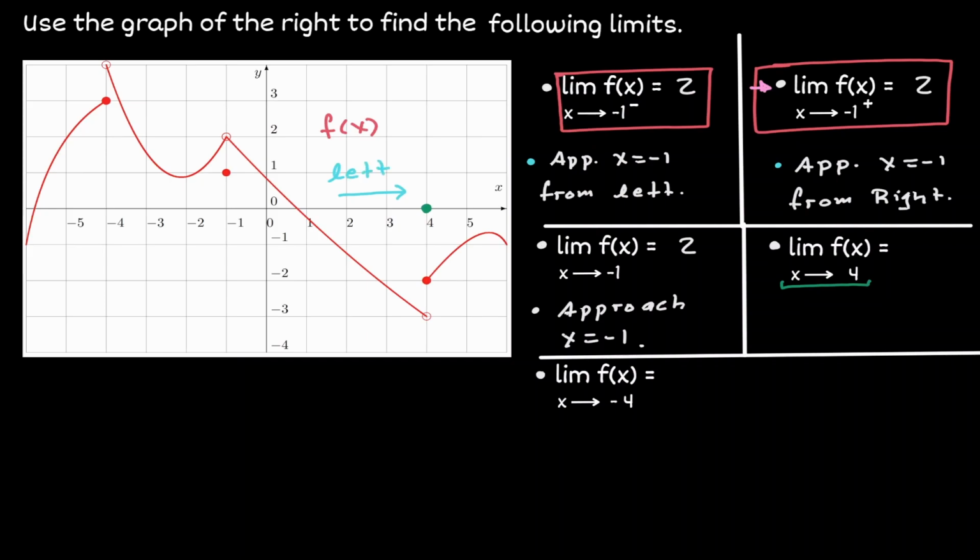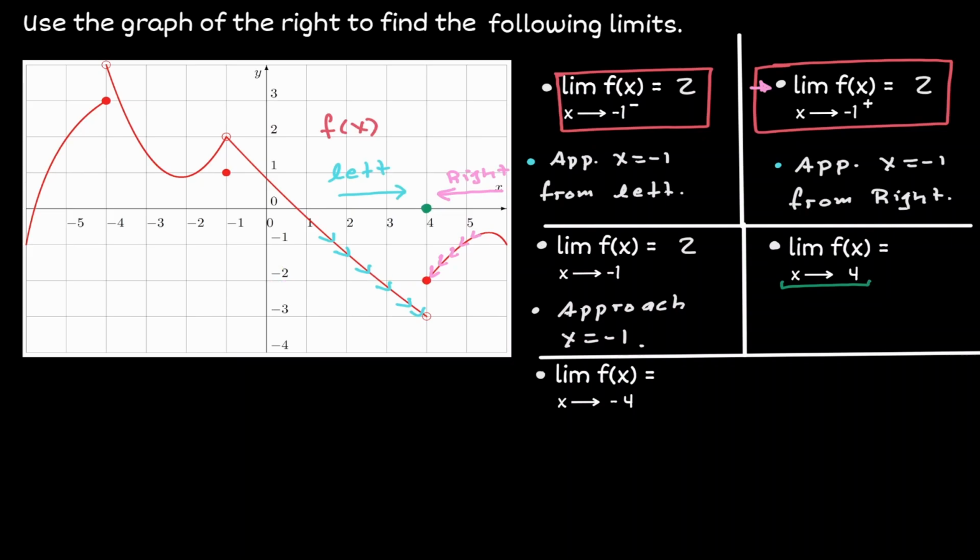If we get close to the value of x equals 4 from the left, and we follow the curvature of this function, notice that we are getting close to the y value of -3. And if we approach the value of x equals 4 from the right, and we follow the curvature of this function, notice that we are getting close to the y value of -2.